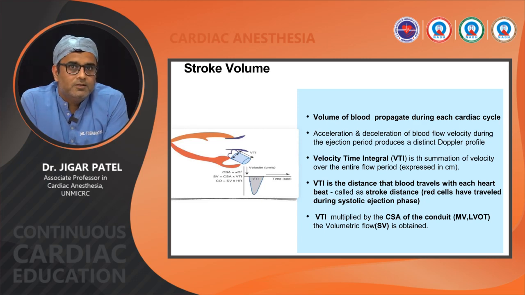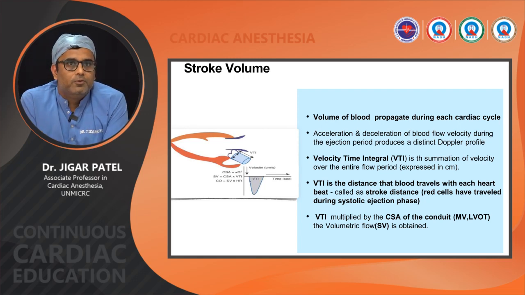It is the summation of the entire flow period, and it is expressed in centimeters. Here, VTI is the distance that blood travels with each heartbeat. It is also called the stroke distance. It is the distance red cells travel during the systolic ejection phase.